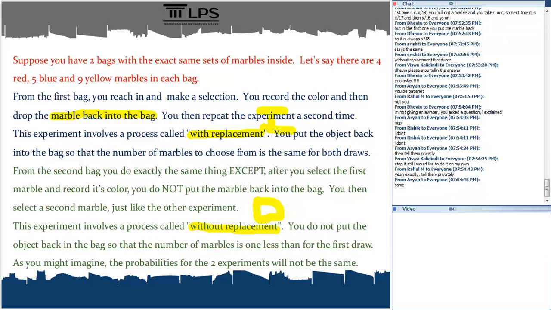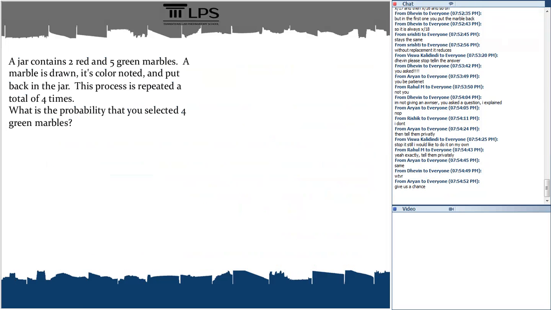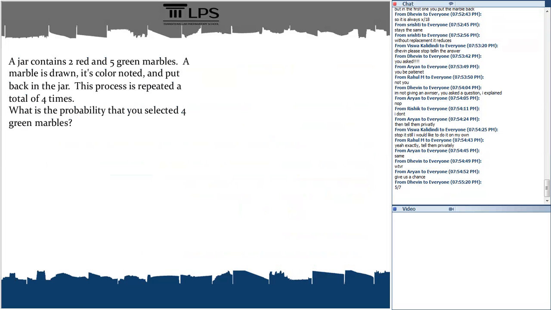Okay, let's look at an example. Let's further go and check this example. Okay, so let us look at how the probabilities will change. I think after this slide, everybody will be very clear. If there is still doubt, I will come back to everyone. It says that a jar contains 2 red and 5 green marbles. A marble is drawn, its color is noted and put back in the jar. This process is repeated a total of 4 times. What is the probability that you selected 4 green marbles?